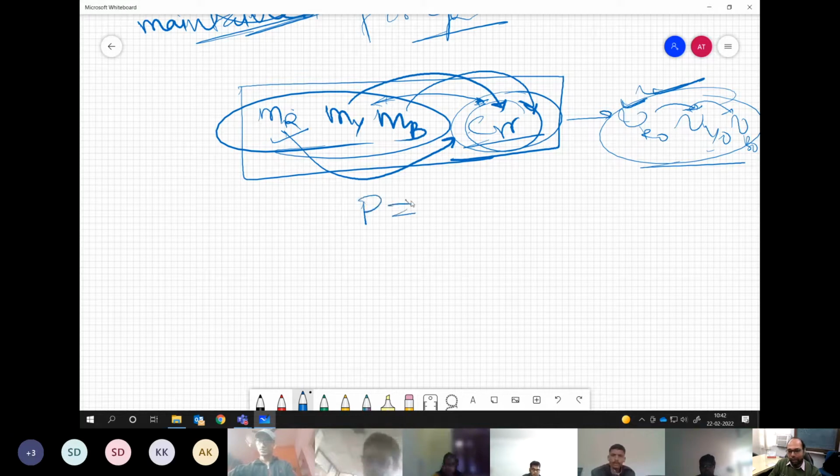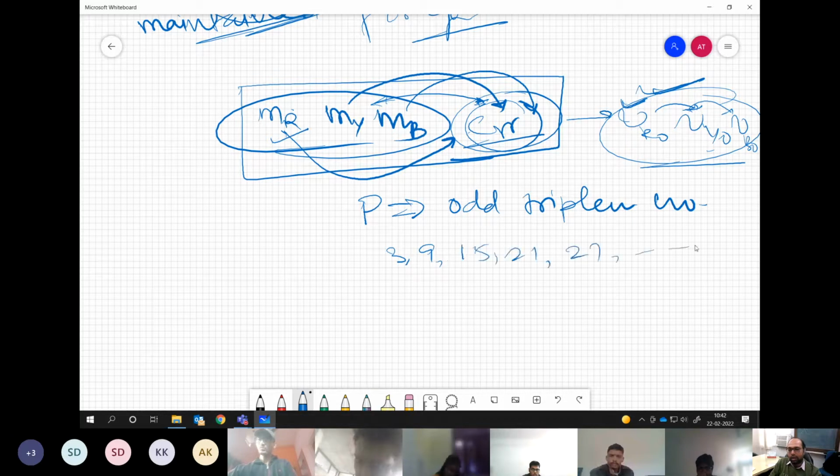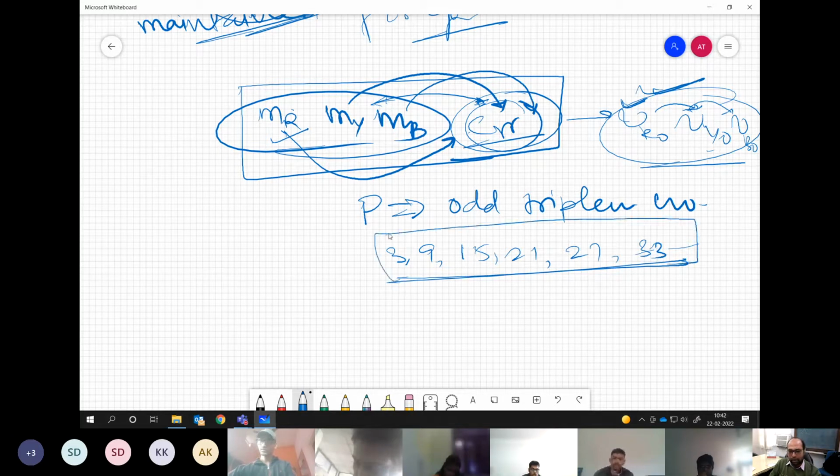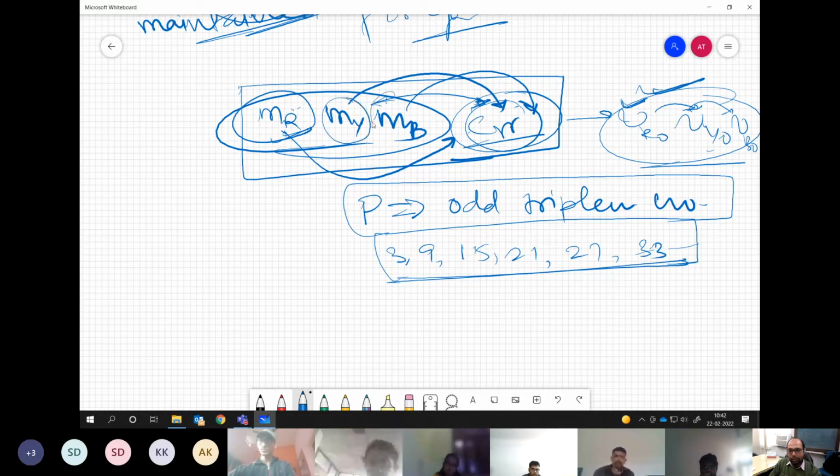If you maintain P as odd triplet number, say for example 3, 9, 15, 21, 27, 33, etc. These are all odd triplet numbers. If you keep the pulse number, or ratio of carrier frequency and fundamental frequency, like this, the way MR sees the carrier is same as how MY or MB would see the carrier. Okay, I will come to this with an example shortly.